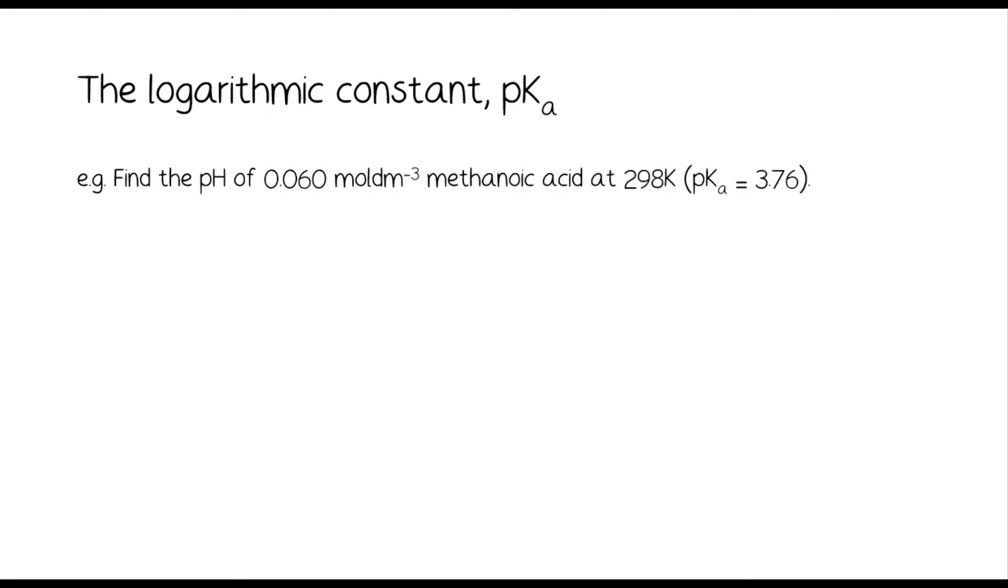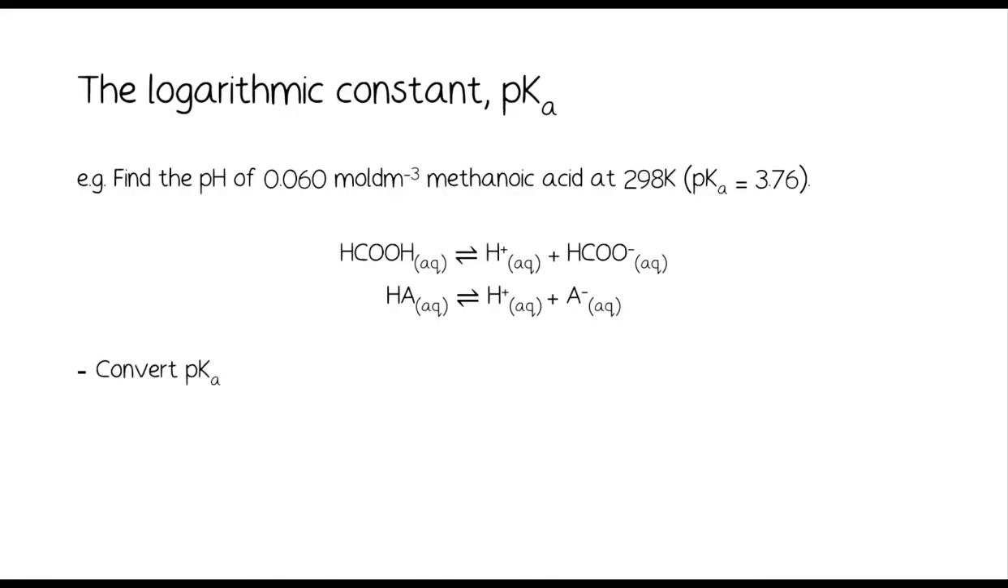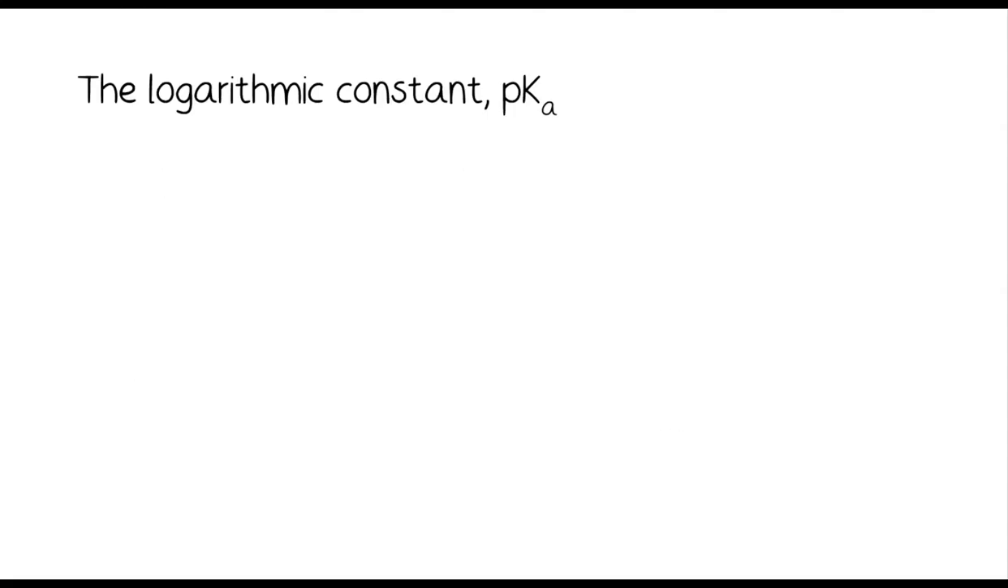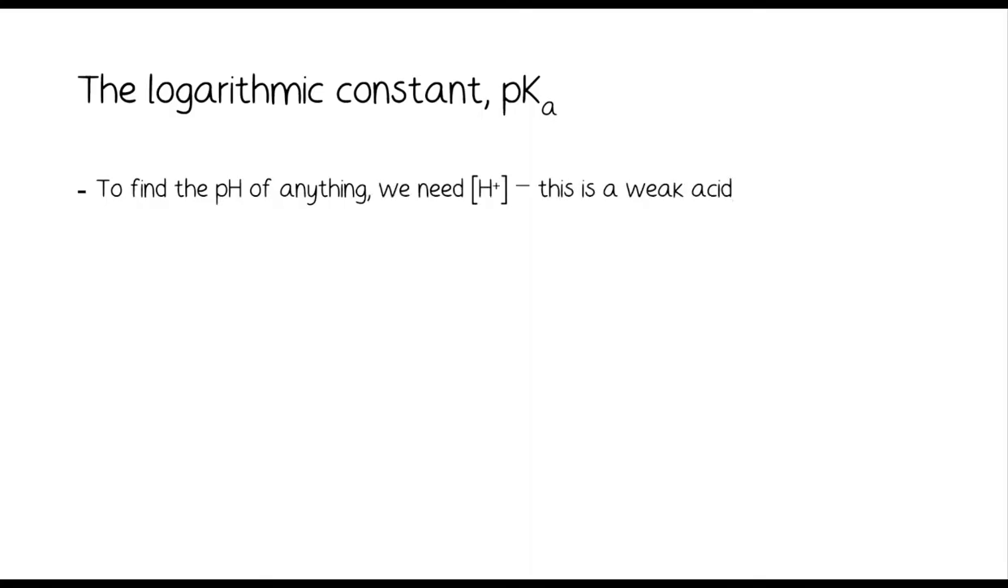So let's do this example. Find the pH of a 0.060 mole per decimeter cubed methanoic acid solution at 298 Kelvin, and the pKa is 3.76. So let's write our equation out as always, and if you're feeling lazy, do an HA and A minus. Just remember which one's HA and A minus. Convert pKa into Ka, so we do 10 to the minus pKa, which gives us 1.74 times 10 to the minus 4. Again, to find the pH of absolutely anything, we need H+, and this is a weak acid, so we need to use Ka.